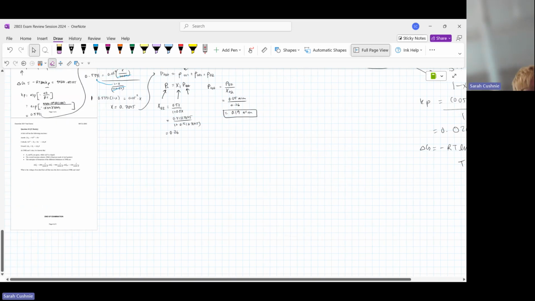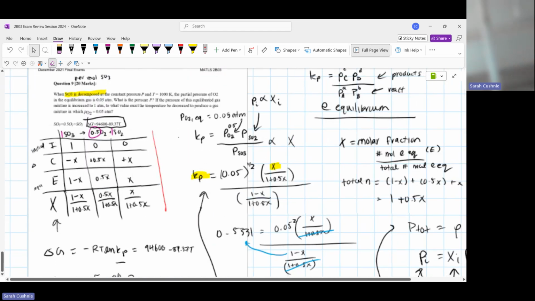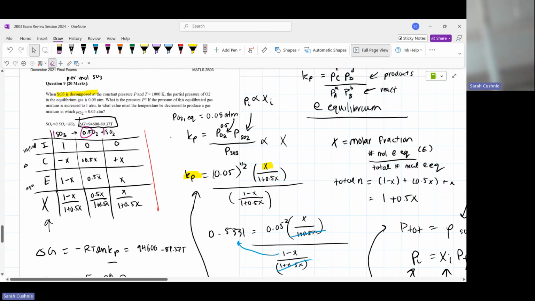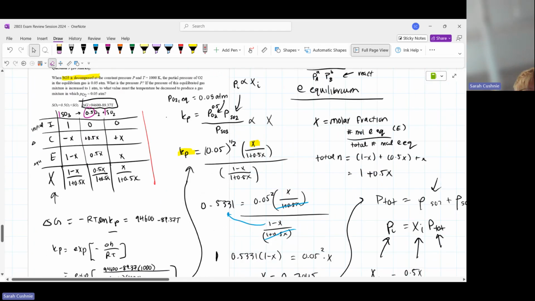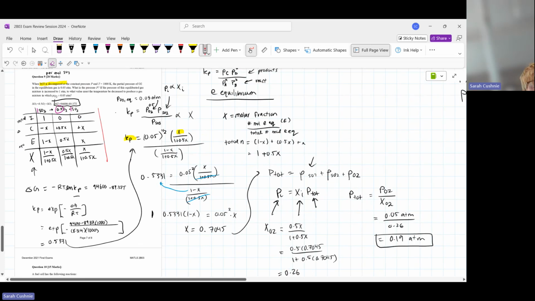So this is a bit of a doozy of a question, but it was worth 20 marks. So it's expected to take a long time. And really, it's all about making sure that you're comfortable with these concepts of the equilibrium constant, delta G in relation to the equilibrium constant, and using ice tables. Are there any questions?